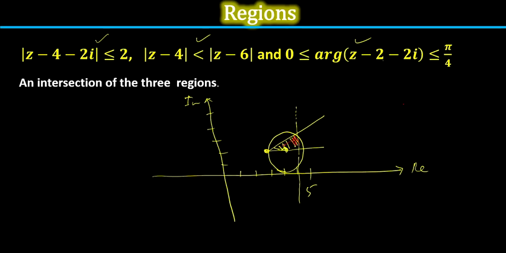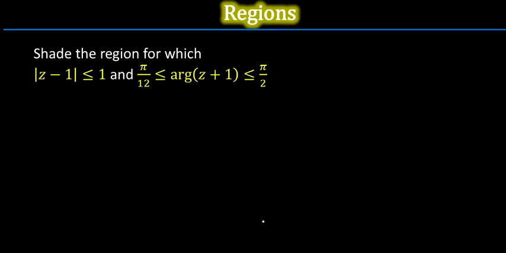If I change color here, this is the required region satisfying the three. It's inside the circle with radius 2, closer to 4, away from 6, and the angle from 2 plus 2 iota is between 0 and pi by 4. Like in this case, we have to make a circle with radius 1 and center at 1. Take negative common, and then negative common at minus 1, angle between pi by 2 and pi by 12.